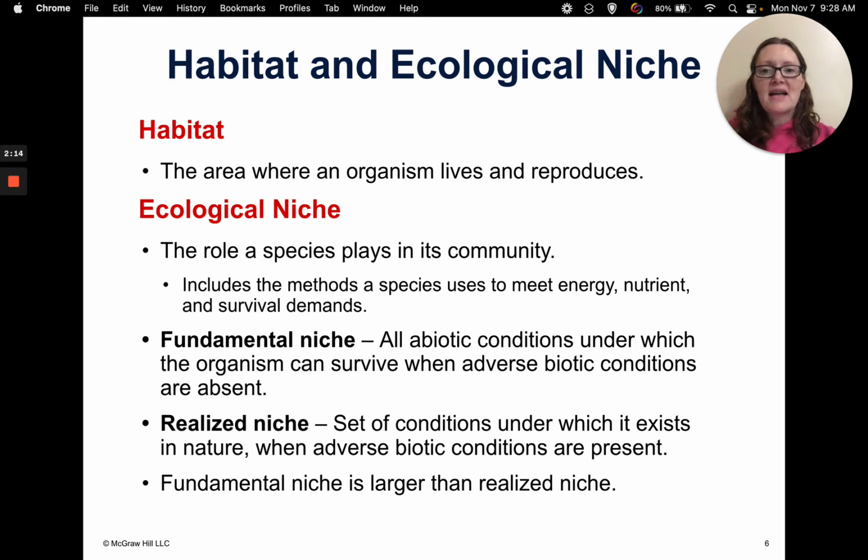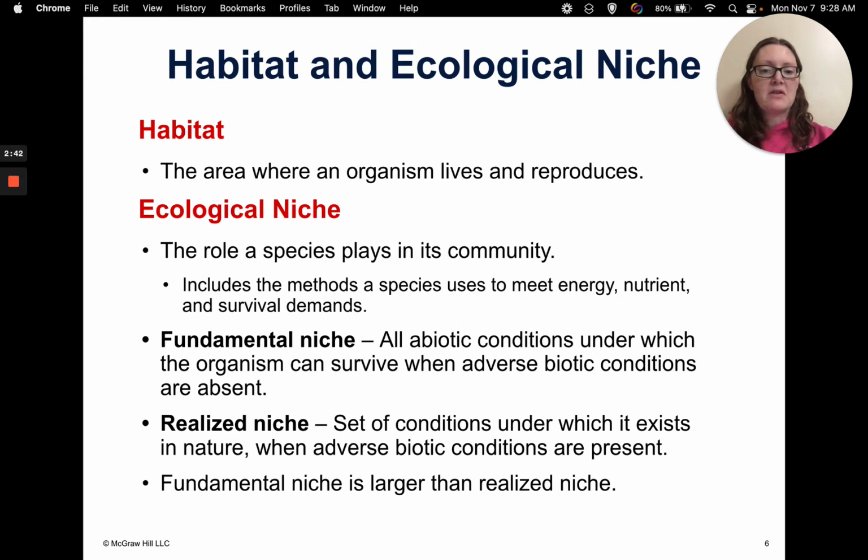So a habitat is the area where an organism lives. Think of it as the animal's home. And an ecological niche is the role a species plays in its community. So the niche is the animal's specific role that it's playing within its home. Like, what is it doing? Meeting the energy, the nutrients, and the survival demands.